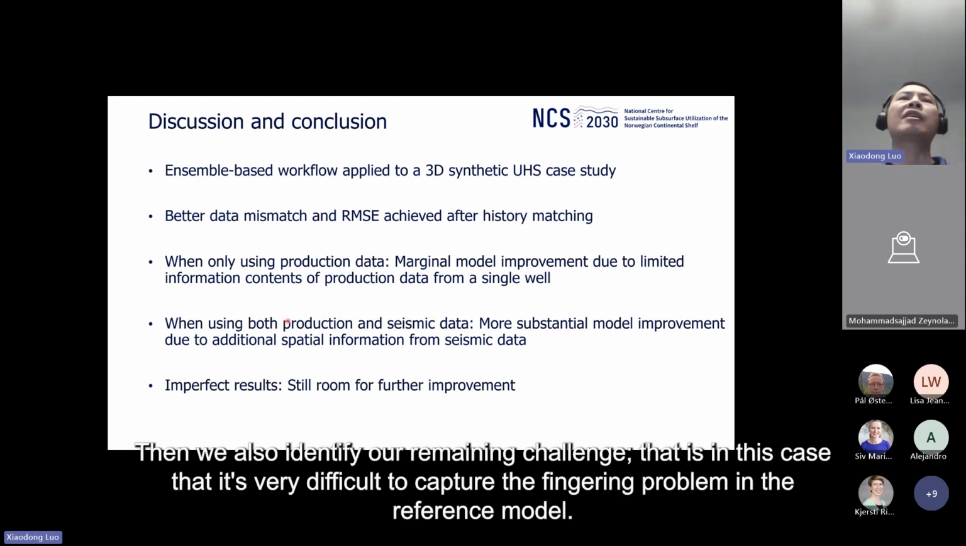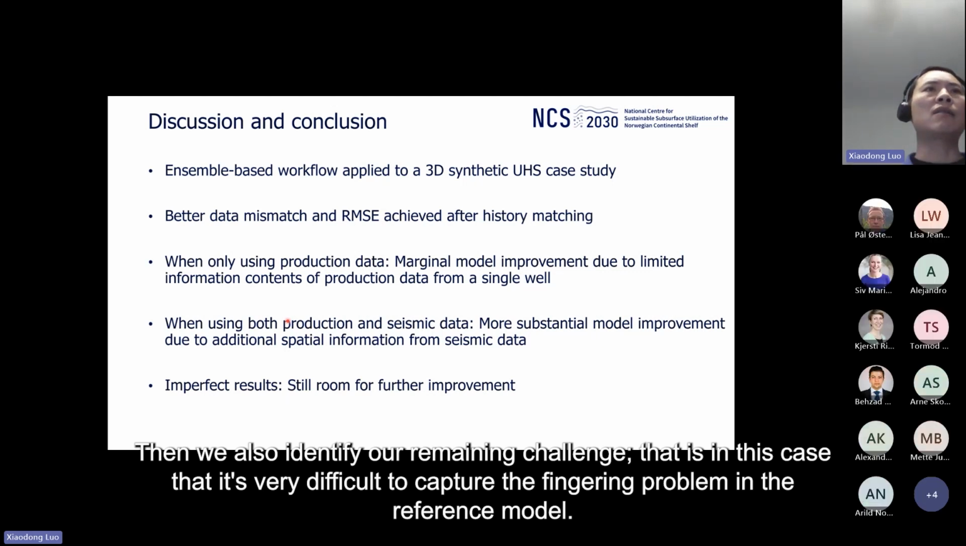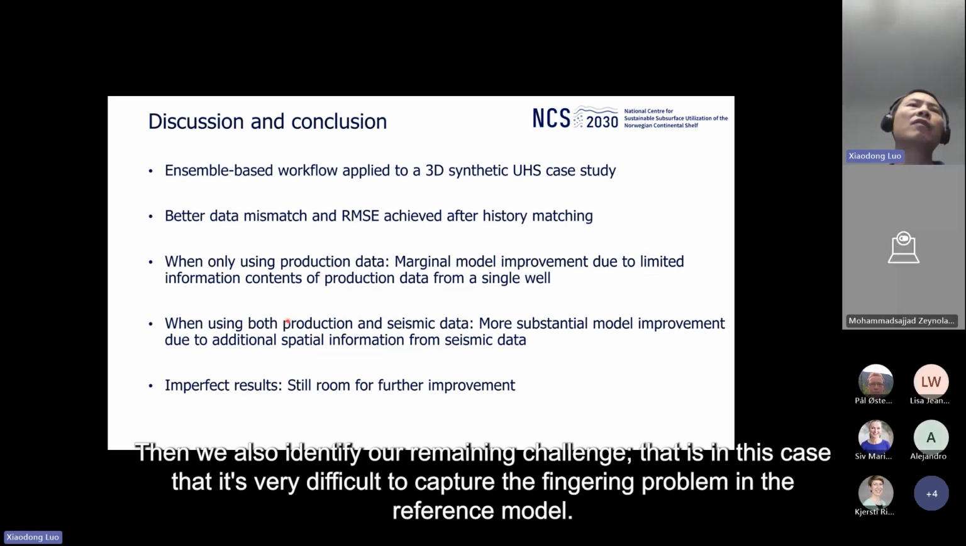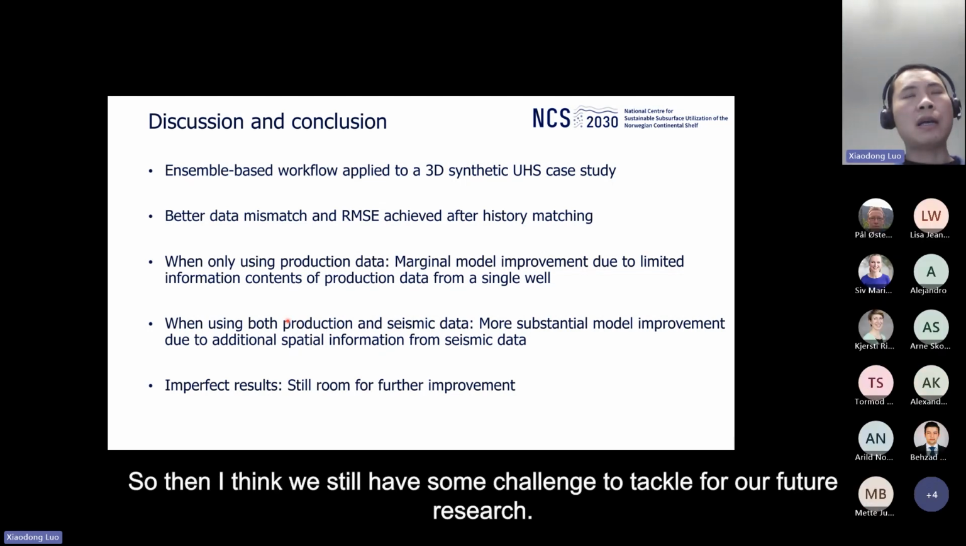Because of this lack of information due to the limited spatial coverage, in general we obtain inferior history matching performance in comparison to using both production data and 4D seismic data in history matching. And we also identify a remaining challenge: in this particular case study, it is very difficult to capture the fingering problem in the reference model. So I think we still have some challenges to tackle in our future research.